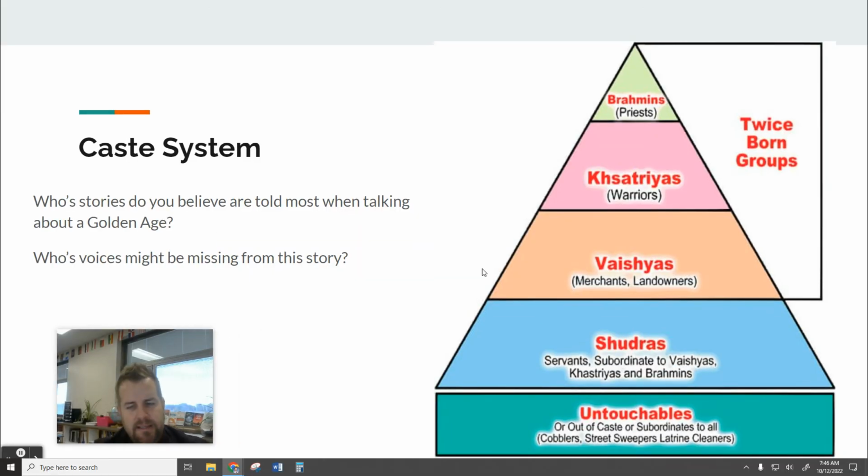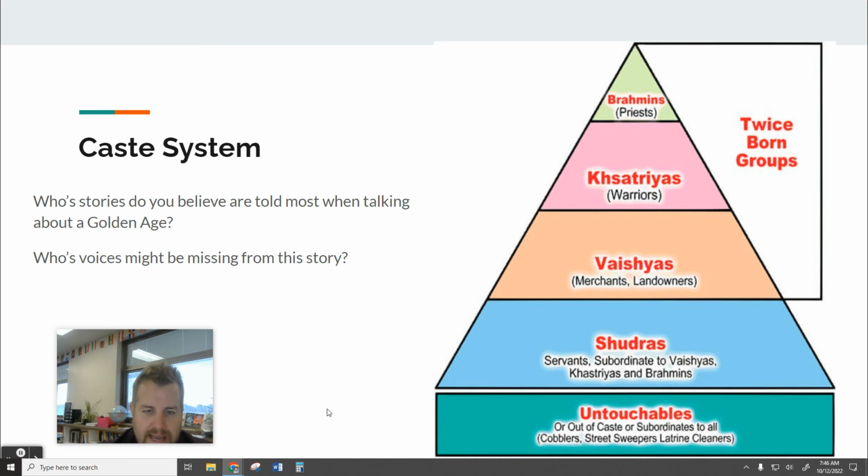One of the things that I did notice, and I didn't explicitly talk about this with a big question sheet, was whose stories do you believe were told the most when talking about the Golden Age? Unfortunately, by now, as a senior, you should figure out that whoever has the most money or the most influence in a society usually is going to have their points of view expressed and told the most.